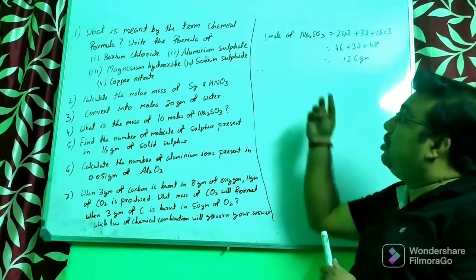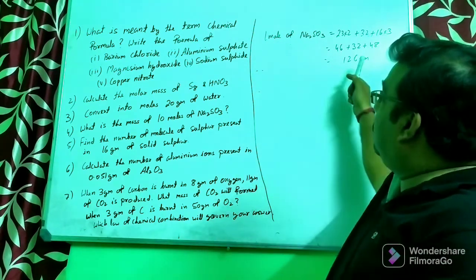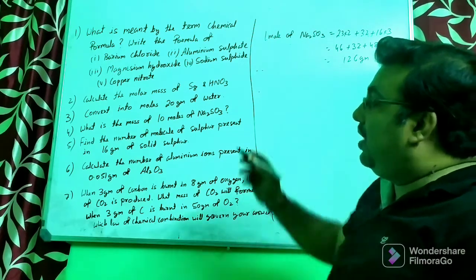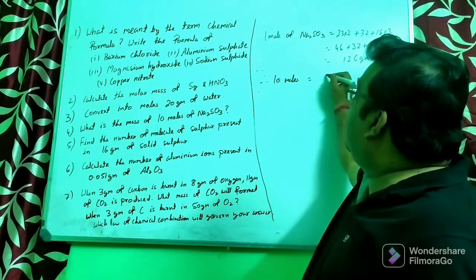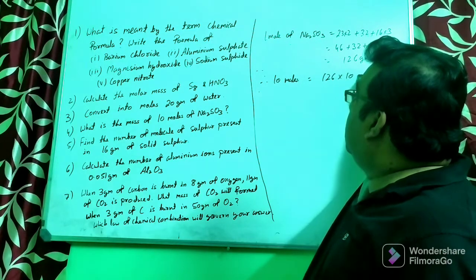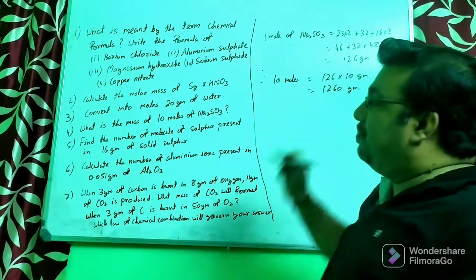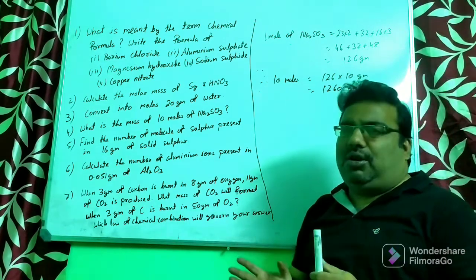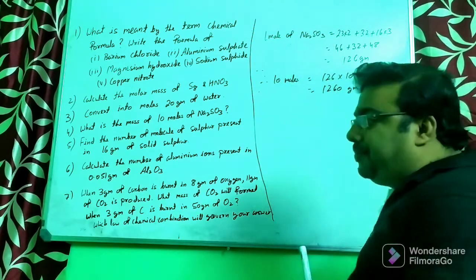Molecular mass is 126 U, but since we have written mole, the mass is 126 gram. So 1 mole of sodium sulfide is equal to this much gram. We have to find the 10 mole, so 10 moles is equal to 126 into 10 gram, that will be 1260 gram. So simply we do it by the unitary method, nothing special in the mole concept. You simply have to remember the relations.